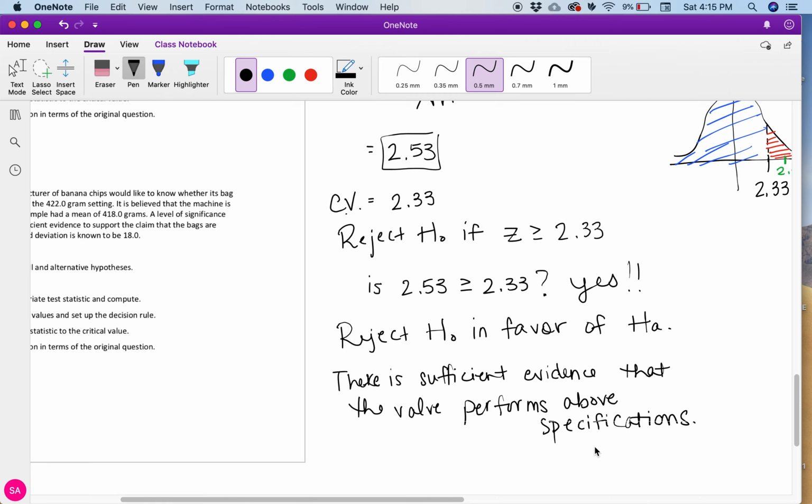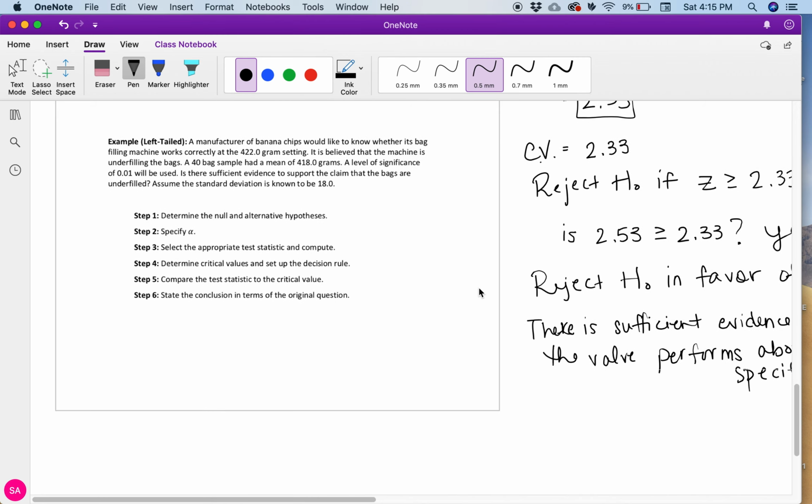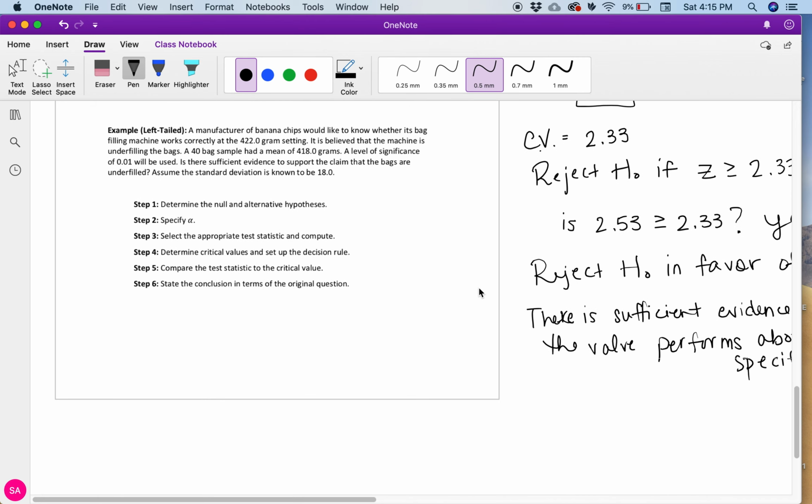All right, let's do this one more time. Practice makes perfect. Now we're going to do a left-tailed test. So you've had experience with each type.